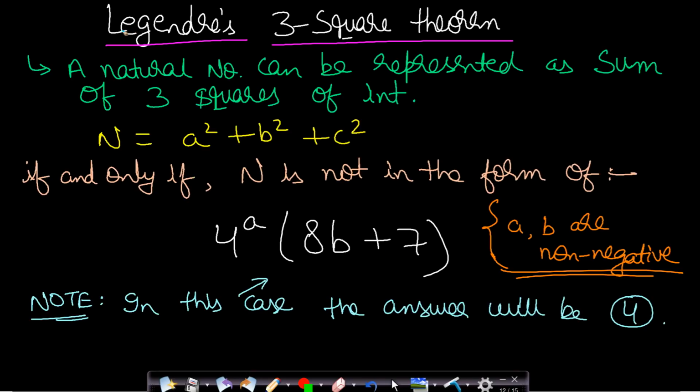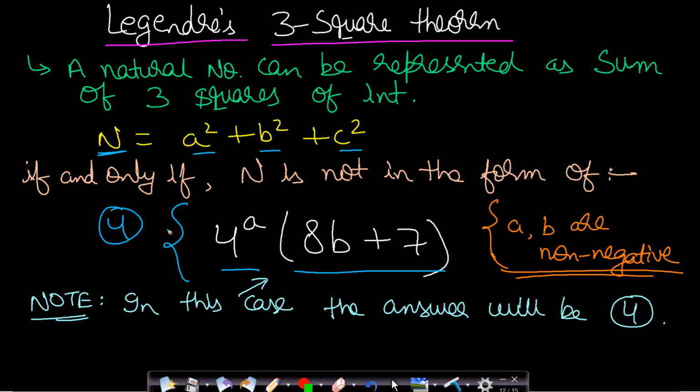Okay. Now Legendre's 3 square theorem is actually derived from Lagrange's 4 square theorem, and it says that a natural number can be represented as a sum of 3 squares of integers. So if your number is n, then it can be represented as a square plus b square plus c square, if and only if n is not in the form of 4 to the power a multiplied by 8b plus 7, where a and b are non-negative integers. So in this case, the answer will come out to be 4.